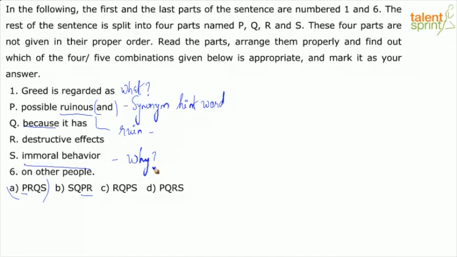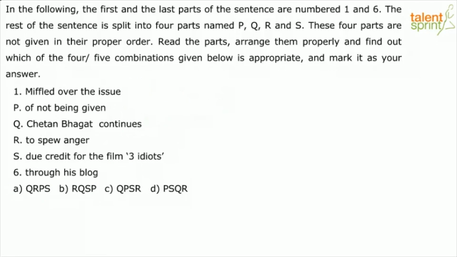What have we done here? Focused on clue words, which is the adjective ruinous, understanding its meaning, paying attention to the hint word, and we know that R has to follow P. We look at the options, eliminate the wrong answer option, because we are also applying the strategy of asking relevant questions to form a logical sequence. So the only sequence that gives me that is B, SQPR. That's it. Let's move on. Miffled over the issue, and then I have PQRS, through his blog.